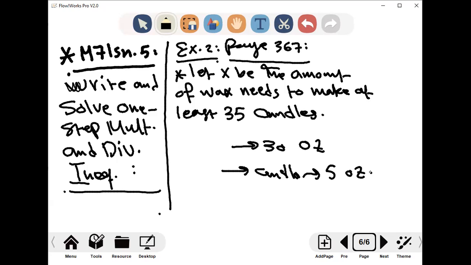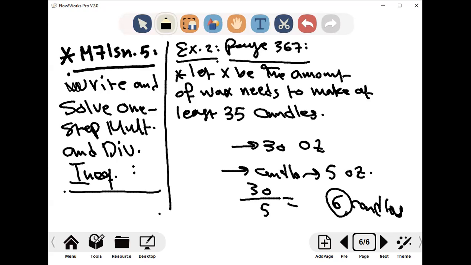Okay, focus with me. If each candle needs 5 ounces, how many candles can we make from the 30? I will ask myself a question. How many fives are in the 30, right? So I'm dividing the 30 by the 5 to know how many candles. So here, how many candles can I make? 6 candles, right? How do we get the 6? By dividing the total amount by how much each candle needs, and that gives us the 6.